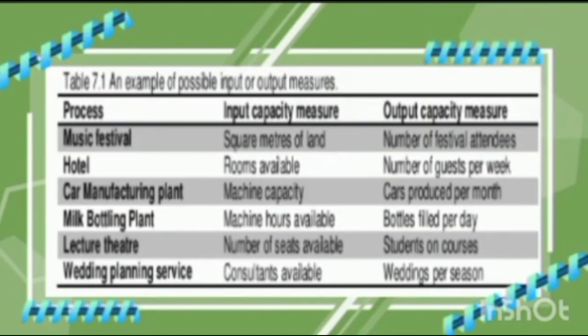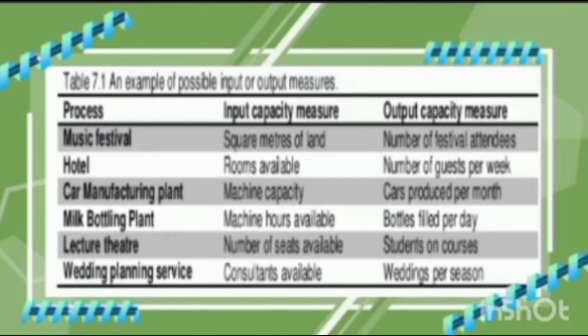So as you can see in the table, like what I said earlier, for a process, you can use an input capacity measure, but it can also be an output capacity measure. For example, a music festival: the input capacity measure is square meters of land, while the output capacity measure is the number of festival attendees. Next is the hotel. The input capacity measure is the rooms available, while the output capacity measure is the number of guests per week, and so on and so forth.